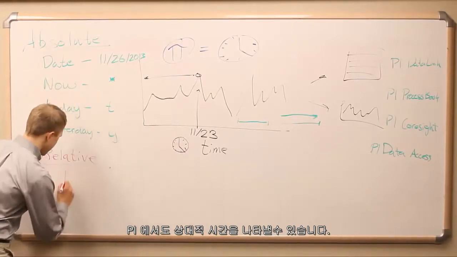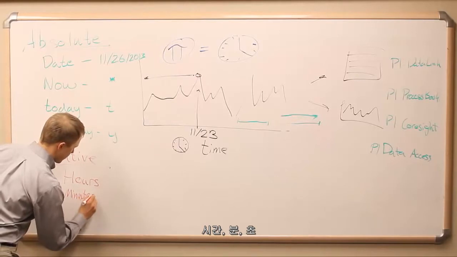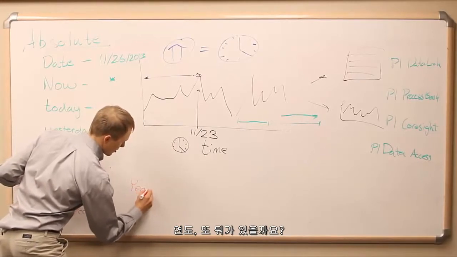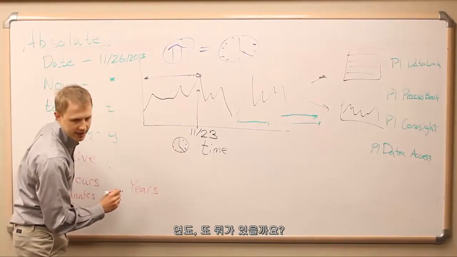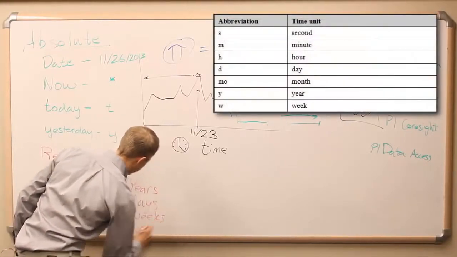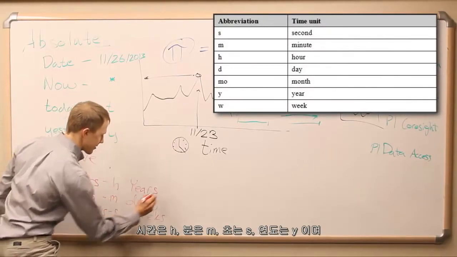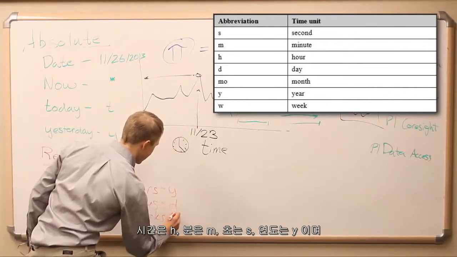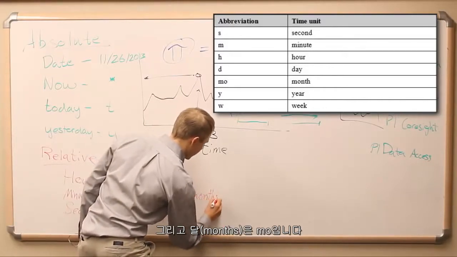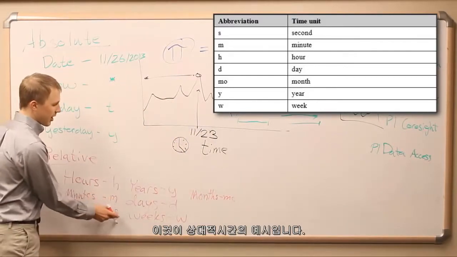And they are hours, minutes, seconds, years. What else do we have? We have days, weeks. And these each have their own abbreviations. So hours is H, minutes is M, seconds is S, years is Y, days is D, weeks is W, and there's also months. Months is MO. Right. So all of these are relative time references.